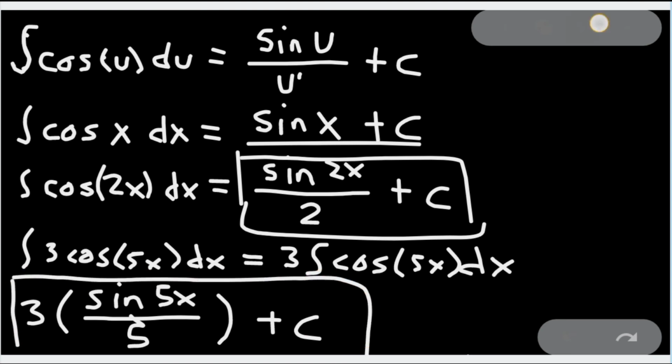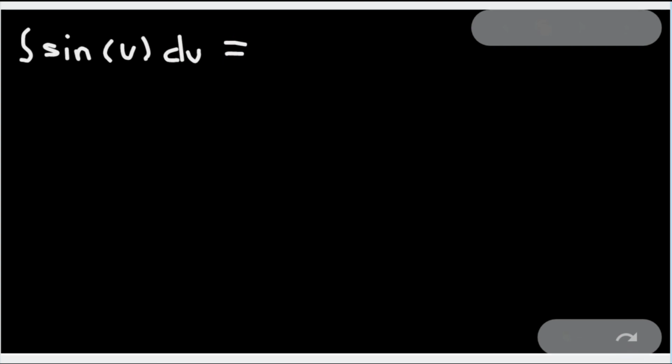Now, more of trigonometric function, but by this time the general rule for the integral of sine u du. So we have the integral of sine u du is equal to negative cosine u over the derivative of u plus c.